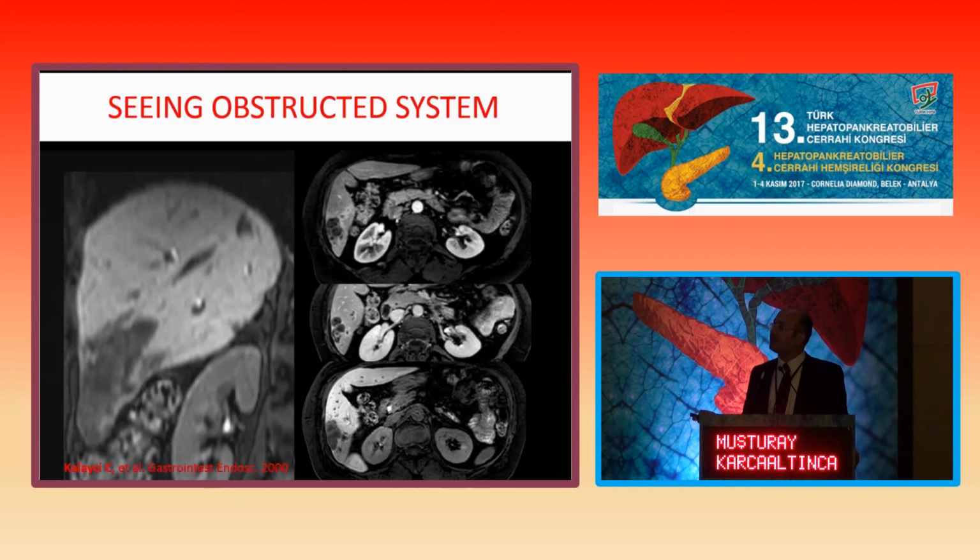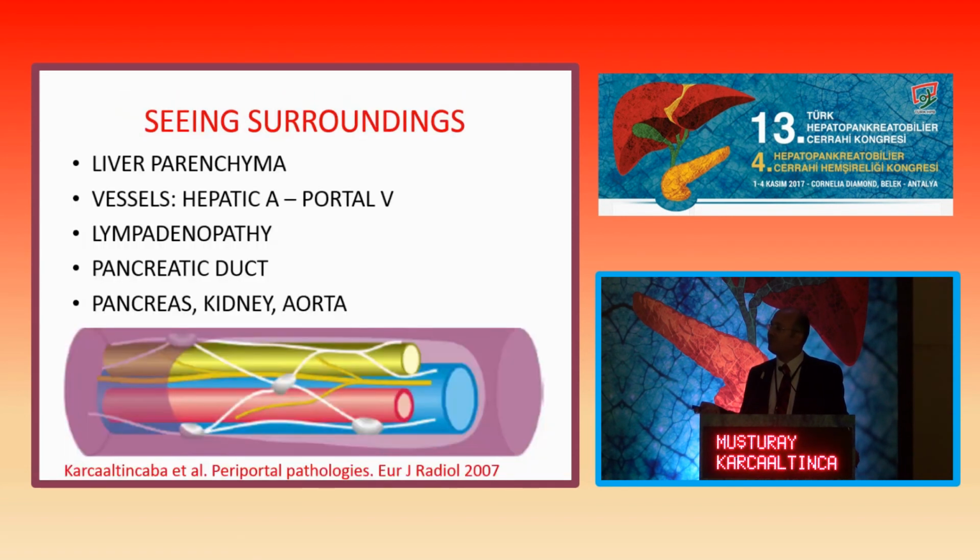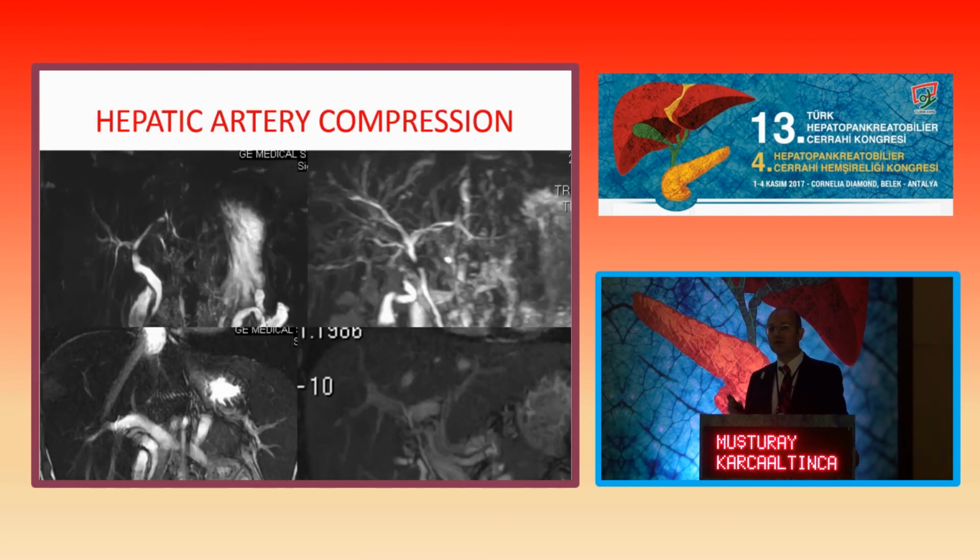So we can also use these hepatocyte-specific agents, which is called Primovist, and you can see that there is no functioning liver tissue at this area. Okay, another very important thing that we just don't look to the biliary system, but we can see the adjacent liver, the vascular system. If there are any lymph nodes, we can see the pancreatic duct, which can be helpful for differential diagnosis. And also we can see any other organ within the upper abdomen.